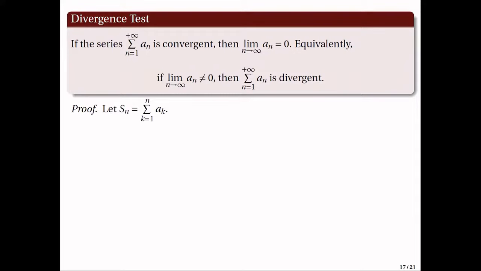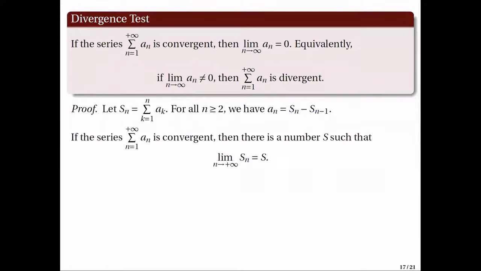To prove this test, we will look at the nth partial sums of this series. So suppose S sub n is equal to the summation of a sub k with k ranging from 1 to n. Note that for all n greater than or equal to 2, a sub n can be written as the difference between the nth partial sum and the n minus 1th partial sum. Now, if the series summation of a sub n is convergent, then we know that there is a number s such that the limit of s sub n as n goes to infinity is equal to this real number.